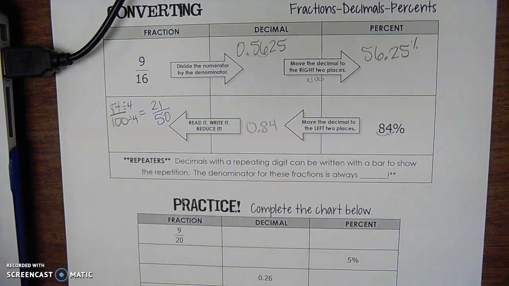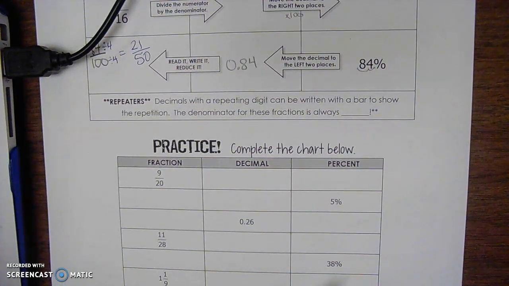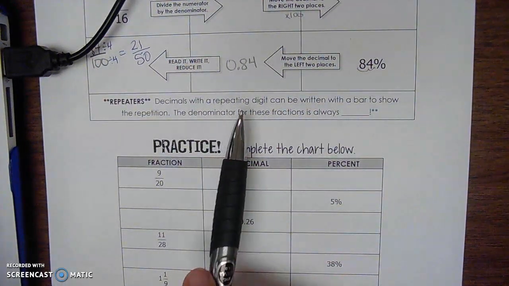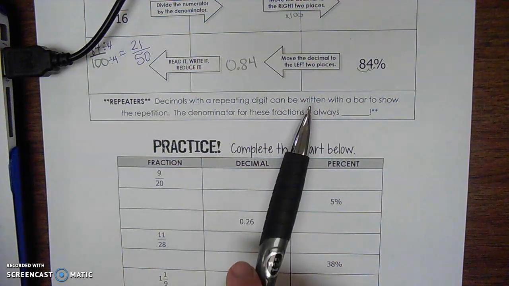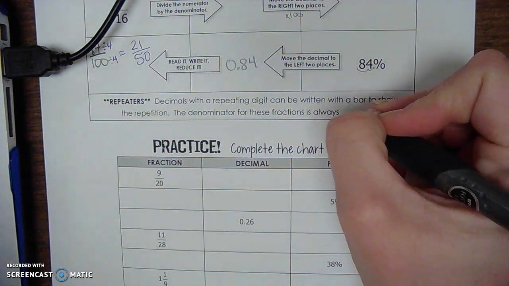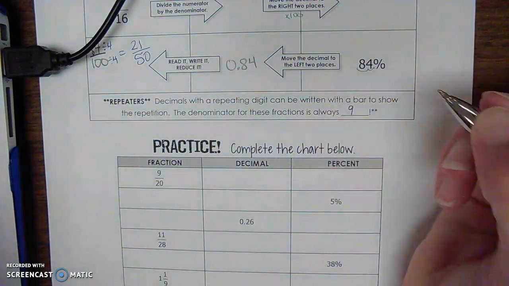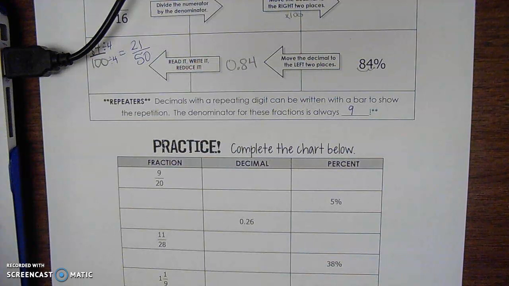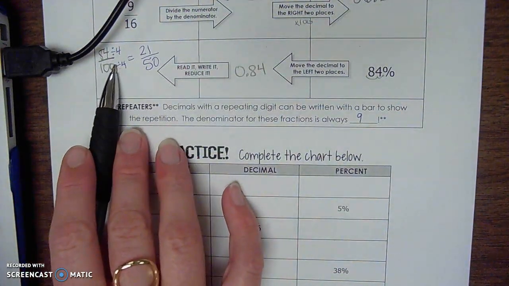When we get down to the chart below, we're going to have some repeating ones. So when you have repeating decimals, you write a bar over it, and then when you have to go from a decimal to a fraction, your denominator is always 9. That's something you just have to memorize rather than reading it out loud like we did here.